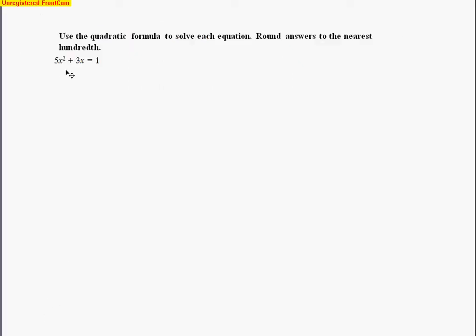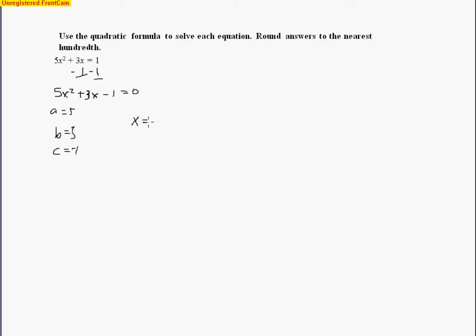And it says this time we're supposed to use the quadratic formula, solve, and round to the nearest hundredth. So first step is to move the 1 over. You always have to set it equal to 0. 5x squared plus 3x minus 1 equals 0. This was a 3x here. And so I'm substituting the numbers in. A is 5, B is 3, C is -1.